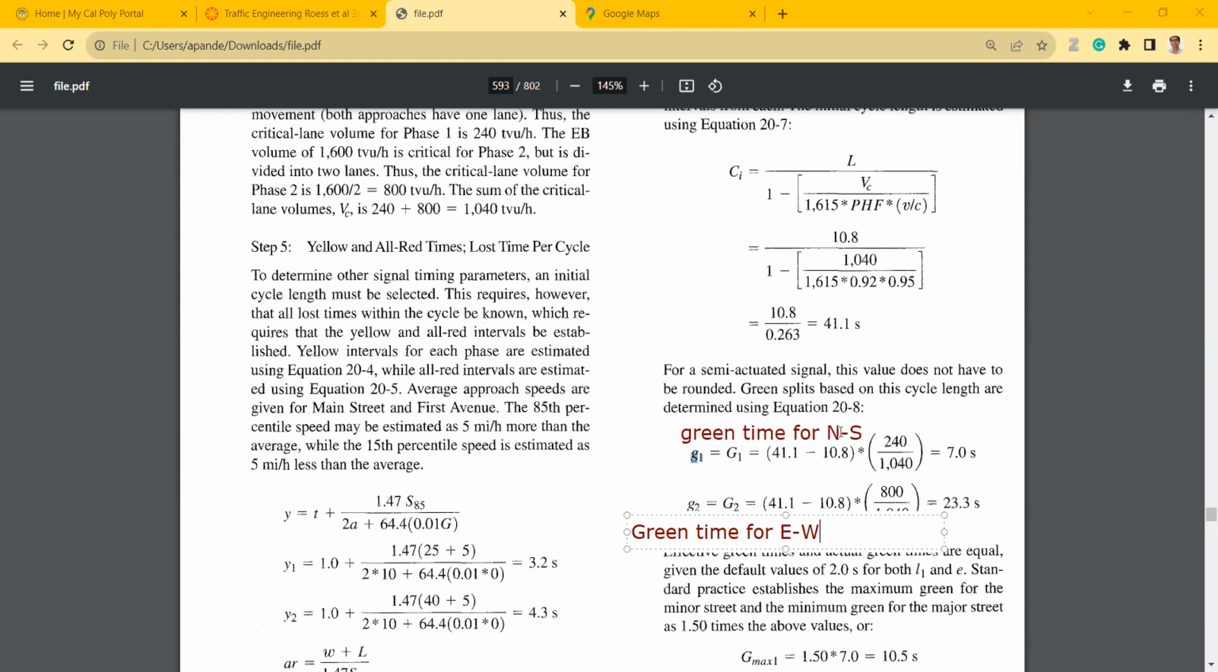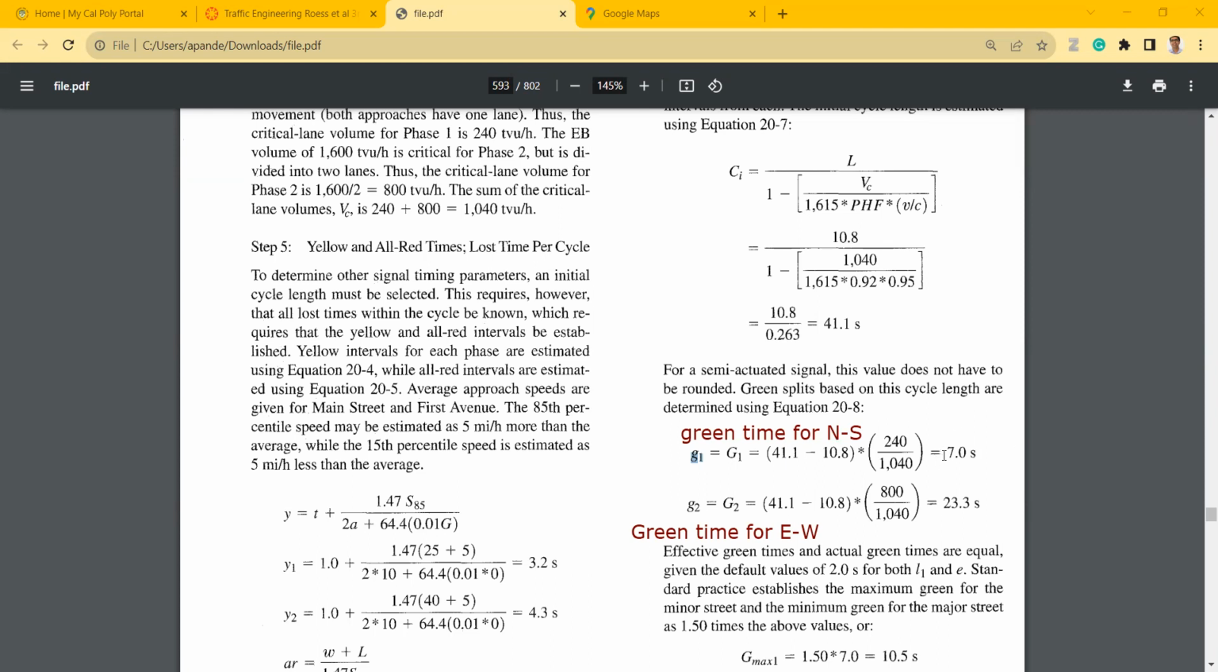Right? So you can compute these G1 and G2 because, see, you're providing a 41.1 second cycle length. Out of that, 10.8 is getting lost. You can't use it. Right? And then you apply a ratio of whatever the critical lane volume for that approach is, divided by the sum of critical lane volumes, 1040. Okay?